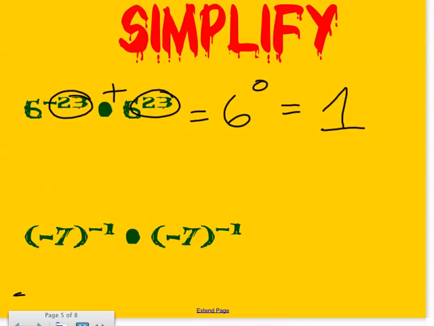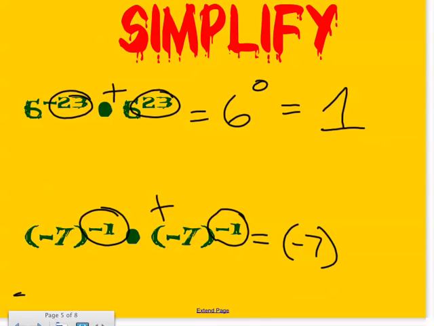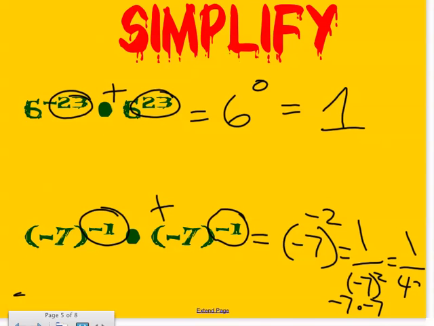All right, next one. We have negative 7, and we have to the negative 1 to the negative 1. So all together, that's to the negative second, which is the same thing as 1 over negative 7 to the second. And then if I did negative 7 to the second, that's negative 7 times negative 7, which is positive 49. So my answer to this one is positive 1 over 49.